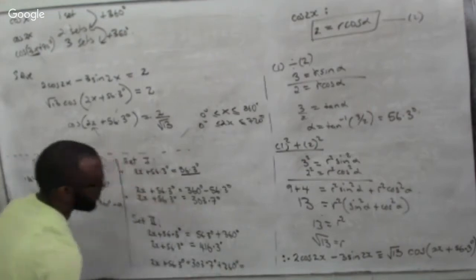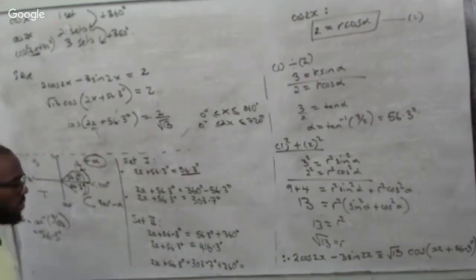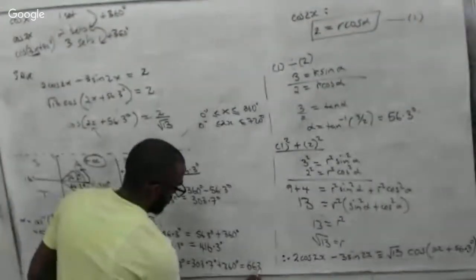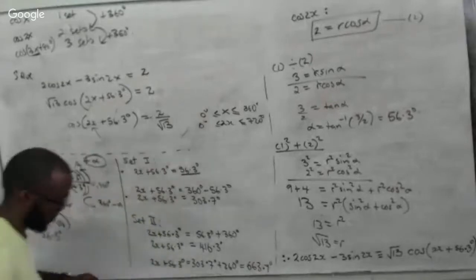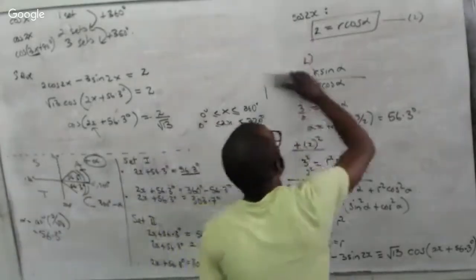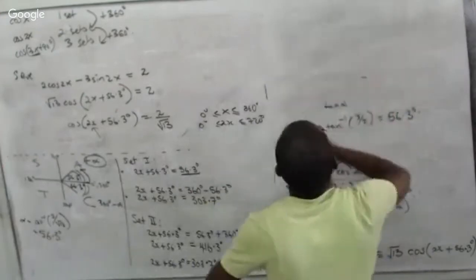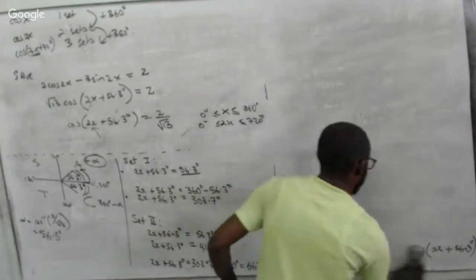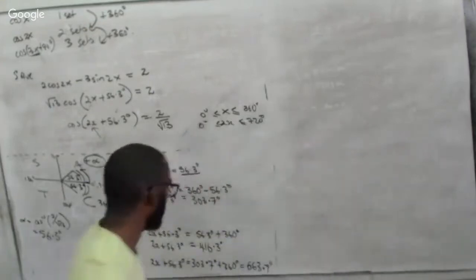But that comes out with 663.7 degrees, right? That's correct? Yeah. Good. Then what?